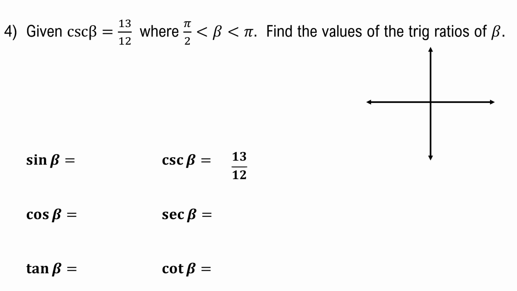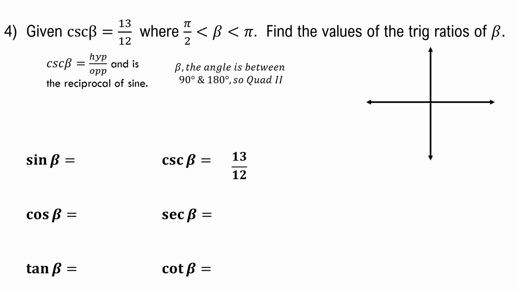Okay, so let's think about all the stuff that we need to know. So cosecant is the hypotenuse over the opposite. Remember, that's the reciprocal of sine. So I have the opposite side and the hypotenuse. Okay, gotcha. All right, now we got to figure out pi over 2 less than beta less than pi. That's giving us angle values. Remember, pi over 2 is 90 degrees and pi is 180. So that's telling us that the angle beta is between 90 and 180 degrees, which puts us in quadrant 2.